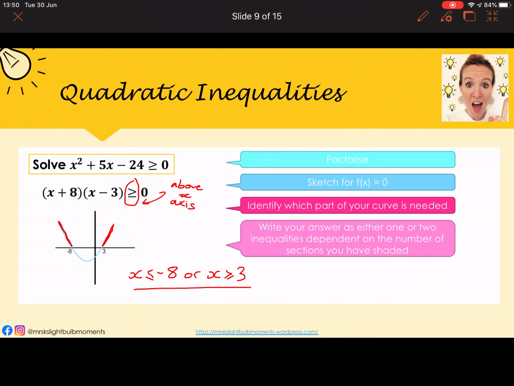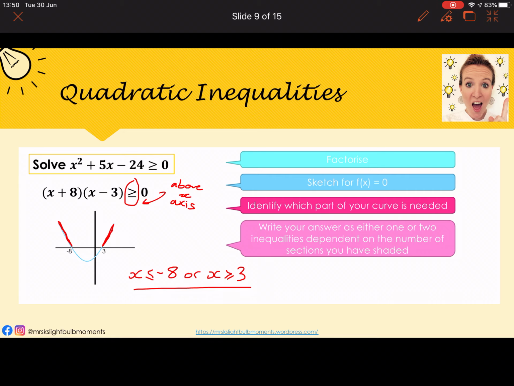I'll just go through those steps once more so you can see what I've done. We factorise like a normal quadratic. We sketch it as if it equaled 0. So just identify your roots, that's all you need. Then identify which part of your curve is needed. So if it says it's greater than 0, we're looking at the bit above the x-axis. If it says less than 0, the bit below the x-axis. Then write your answer as either 1 or 2 inequalities dependent on the number of sections you have shaded. So here I had 2 parts shaded, I'm going to have 2 inequalities in my answer.